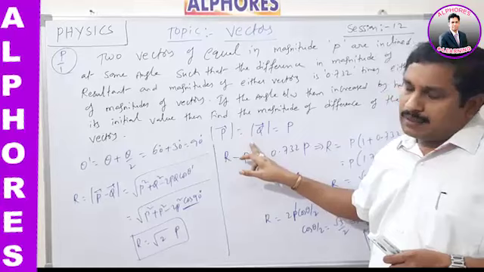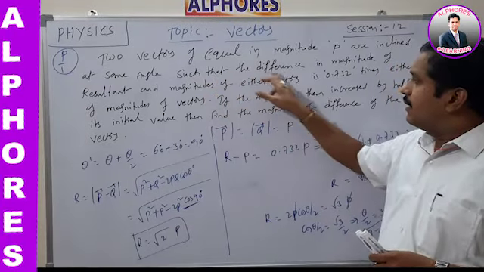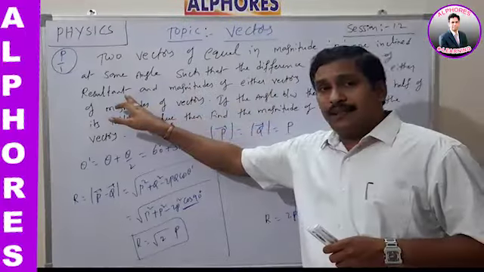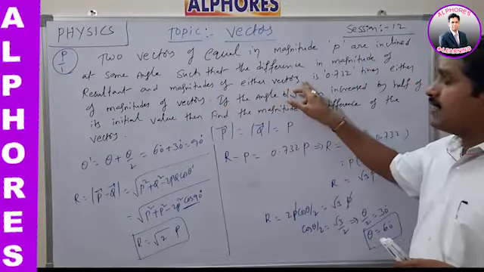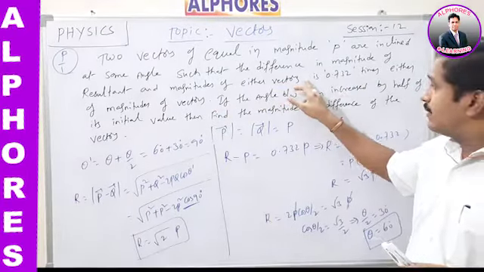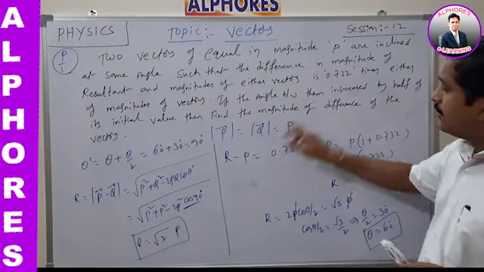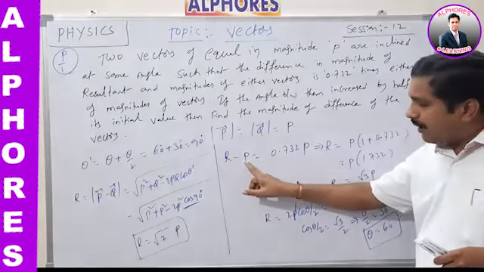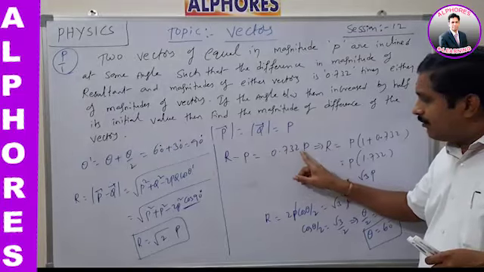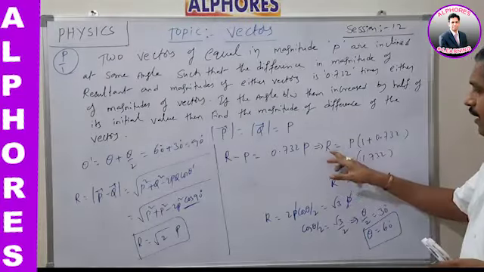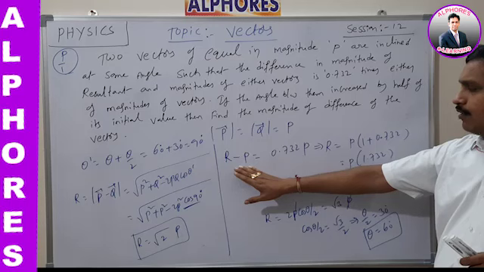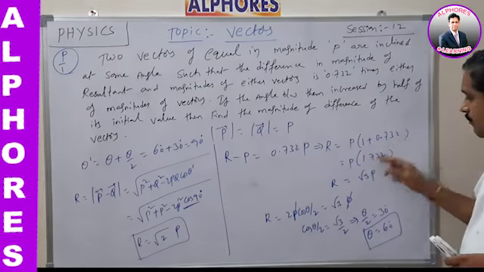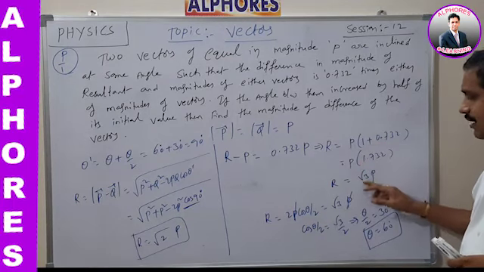These two are inclined at some angle theta, such that the difference between the magnitude of the resultant and the magnitude of either vector is 0.732. That means I have to take R minus P is equal to 0.732 times P, right? That implies R is equal to how much? After manipulating, P goes to the right side, P common, 1 plus 0.732, which becomes 1.732.